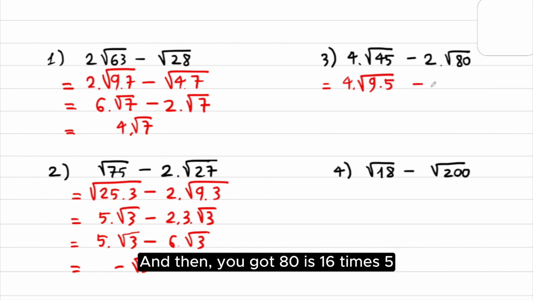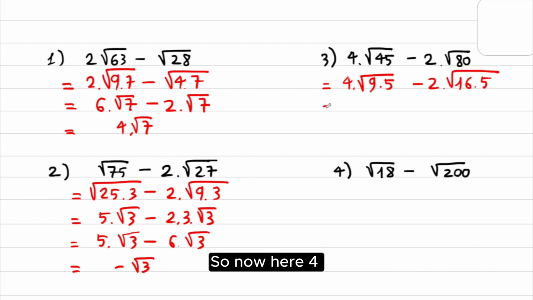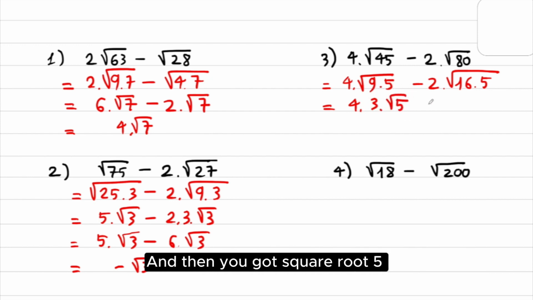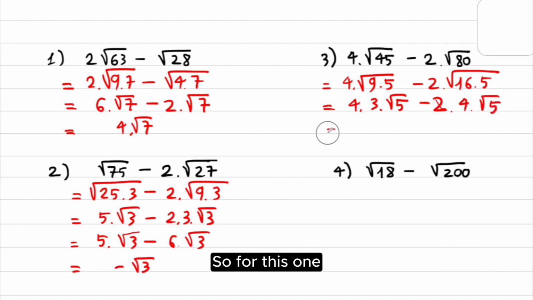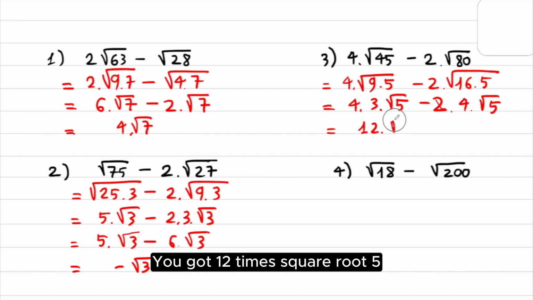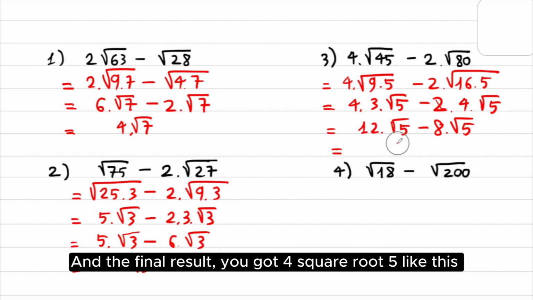The same thing for this one here is for 45, you can factor it into 9 times 5, and then you got 80 is 16 times 5. So now here 4 square root 9 means 3, and then you got square root 5. Repeat it, square root 16 you got 4 times square root 5. So for this one you got 12 times square root 5 minus 8 times square root 5, and the final result you got 4 square root 5 like this.